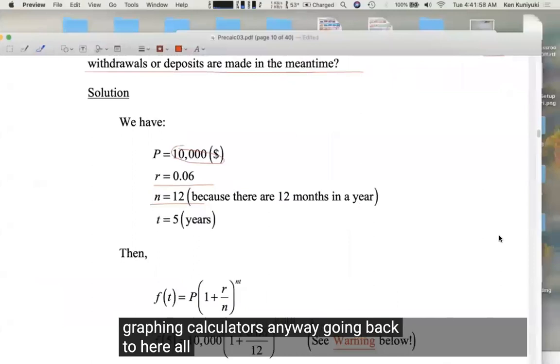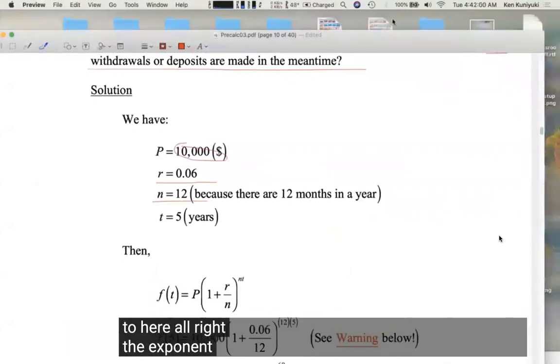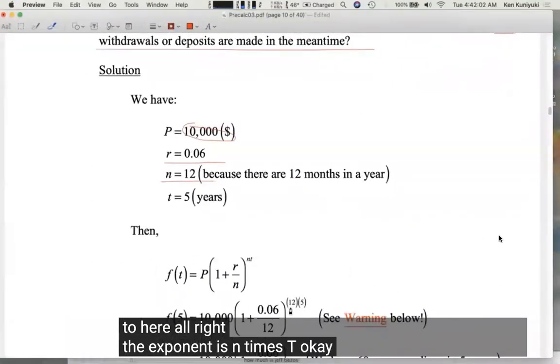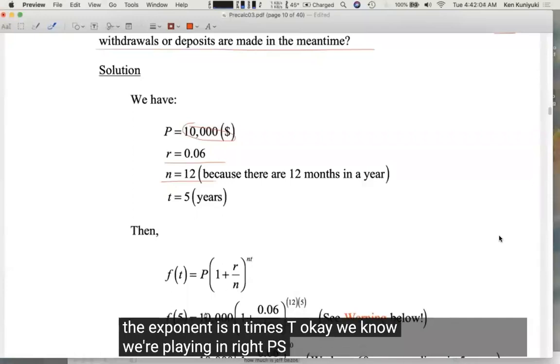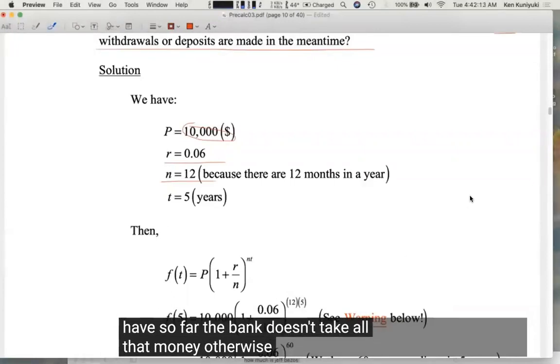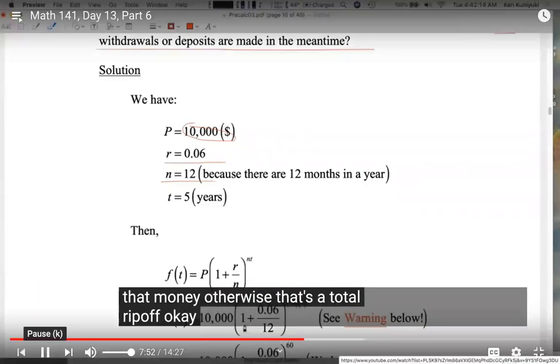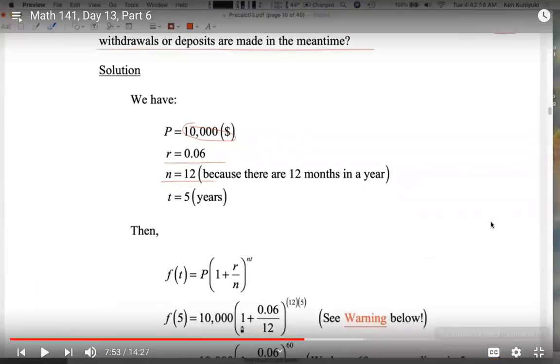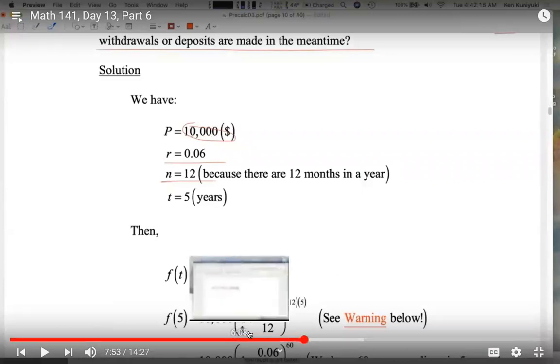Anyway, going back to here, the exponent is n times t. We're plugging in. P is 10,000. We need the 1 there because when interest is applied, you keep what you have so far. The bank doesn't take all that money. Otherwise, that's a total ripoff. I'm going to pause for a moment. In case you want to write that down: 10,000 times 1 plus 0.06 over 12, all to the 12 times 5. I know the captions are covering it up.